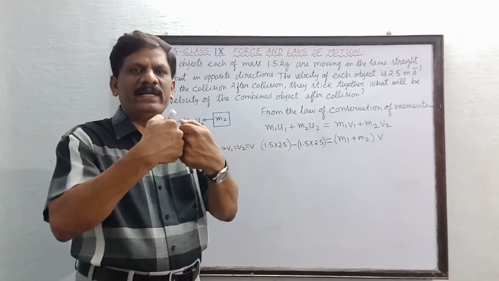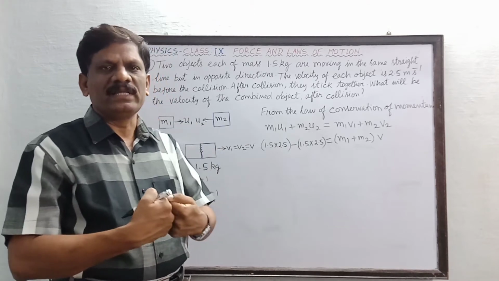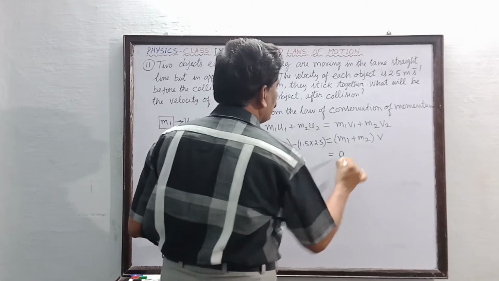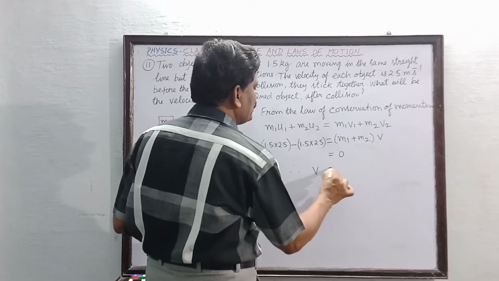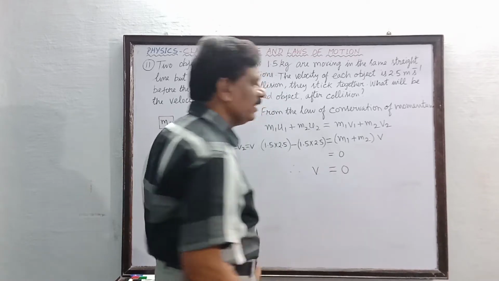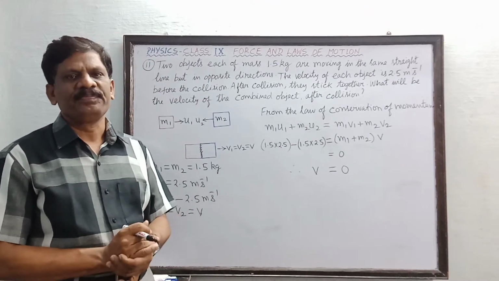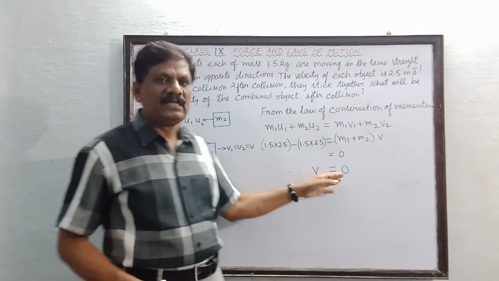That means after colliding they will stop together. The final velocity will be equal to 0. So this must be equal to 0. Therefore the final common velocity means they will stop after colliding with each other. So have you understood this?